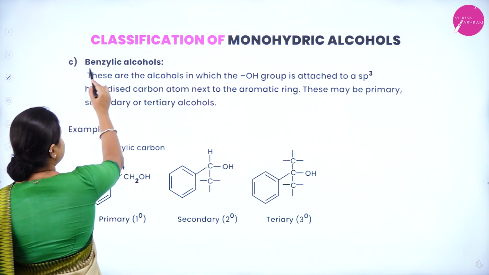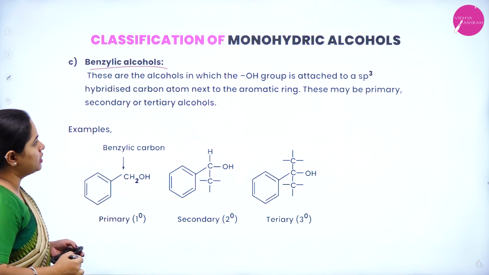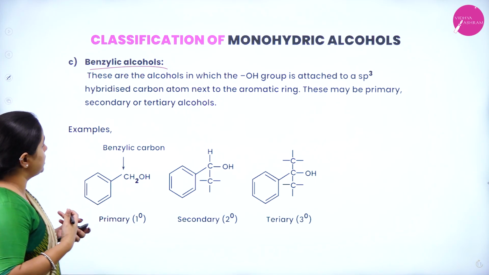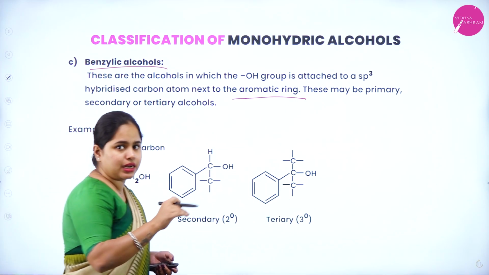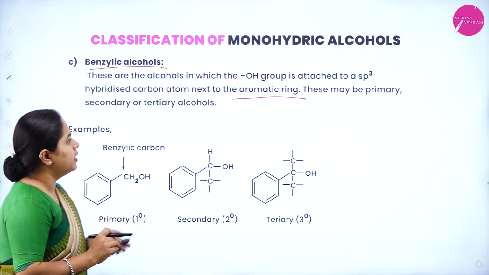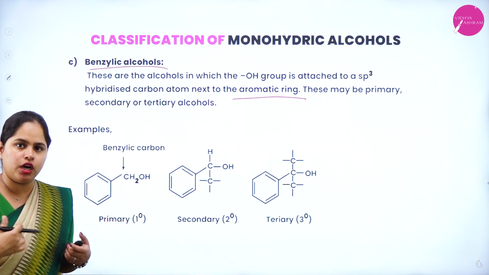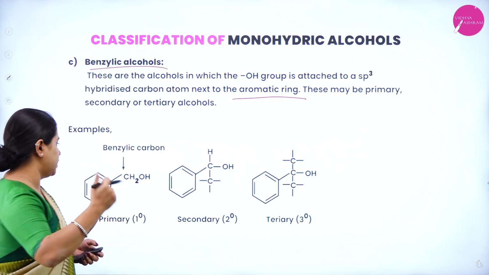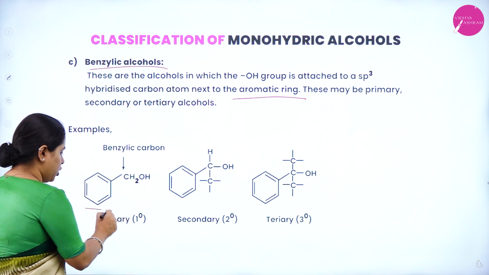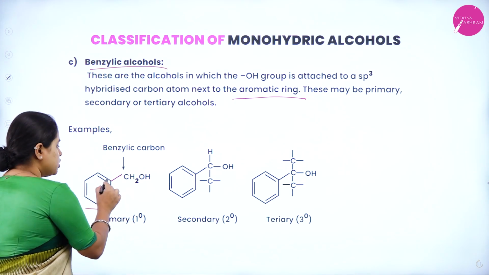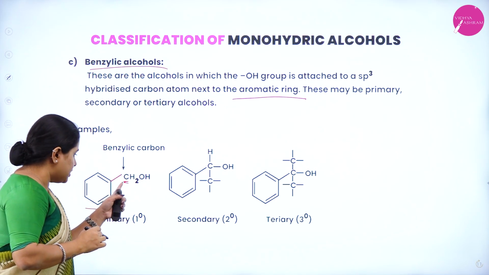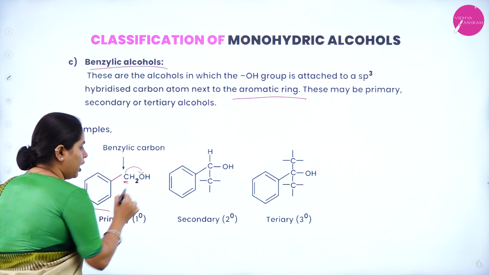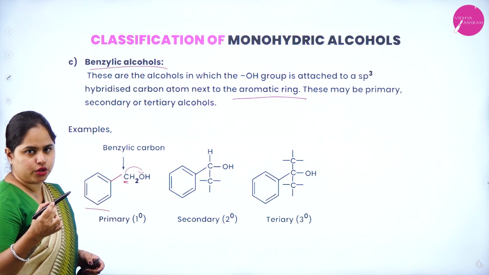The next one is benzylic alcohols. These are alcohols in which the hydroxyl group is attached to the sp3 hybridized carbon atom next to the aromatic ring, not directly attached, but next to the aromatic ring. These may be primary, secondary or tertiary. So let's understand. This is the aromatic ring, you can see the benzene ring. This benzene ring is directly attached to this carbon, and this carbon is attached to the alcohol group, that is your functional group, right?